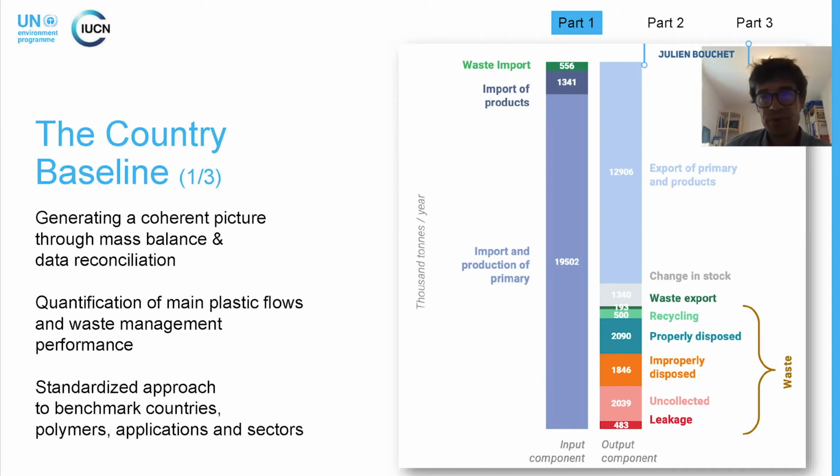As an example of output, you can see on the graph here the plastic mass balance for one country. In the input, you have the domestic plastic production, the import of primary plastics, import of products containing plastic, and the import of waste or plastic waste. As output, you have export of plastic waste in some cases, export of products, sometimes export of primary plastics, and a change in stock when you have long-lasting products that accumulate in the country. The rest is waste, with different types of management, some being mismanaged and eventually leaked in the environment and the ocean. So this coherent and standardized mass balance approach, coupled with modeling of the waste management, allows for benchmarking between countries and also benchmarking over time for your own country in order to monitor progress.